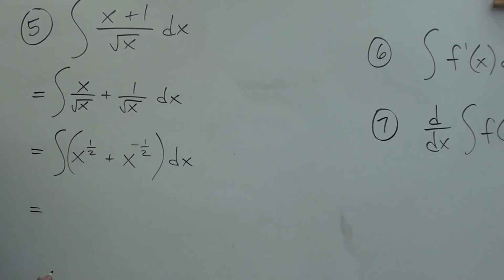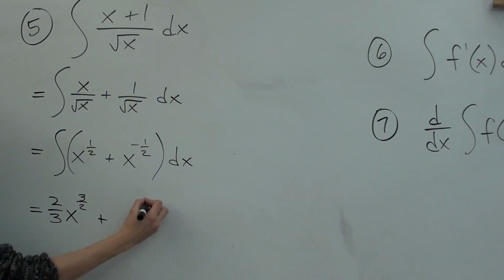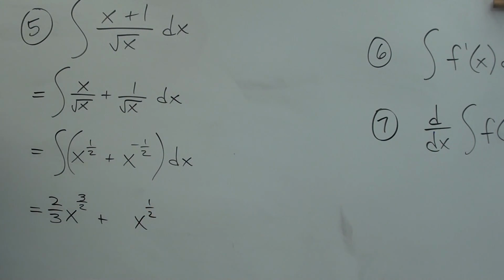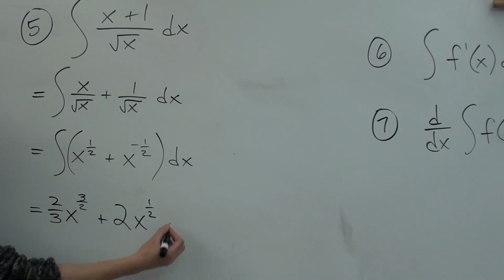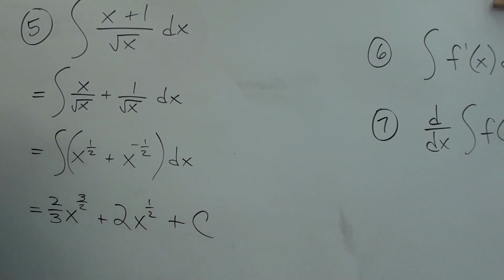Now we do the integral. Be very careful. What is 1/2 plus 1? 3/2. And dividing by 3/2 is the same thing as multiplying by 2/3. What is negative 1/2 plus 1? 1/2. Dividing by 1/2 is the same as multiplying by 2. And then what do we have to write? Plus c.